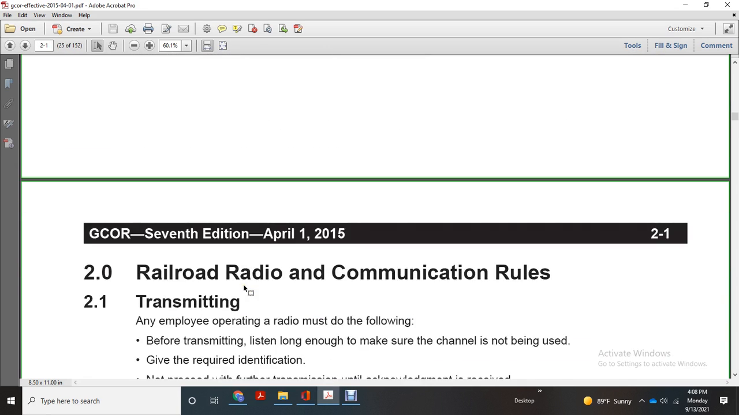Chapter 2, Railroad and Communication Rules.